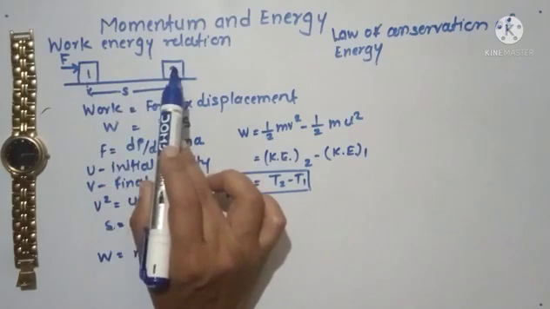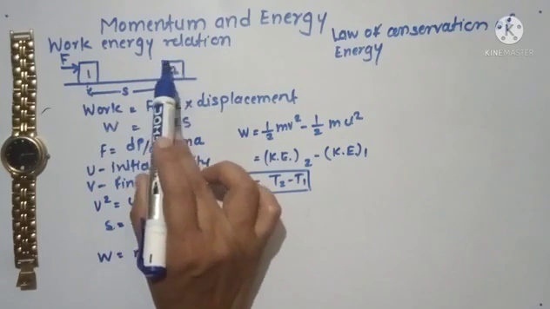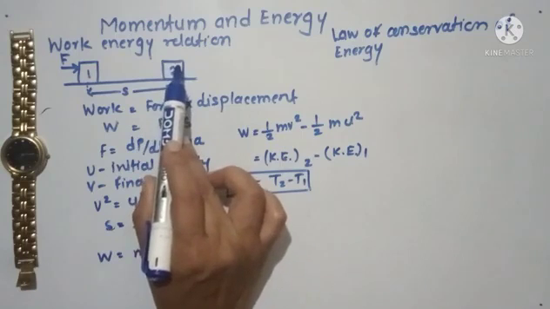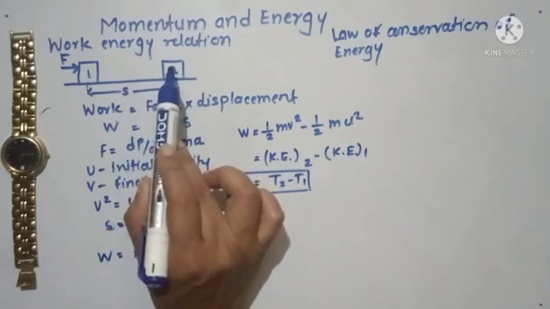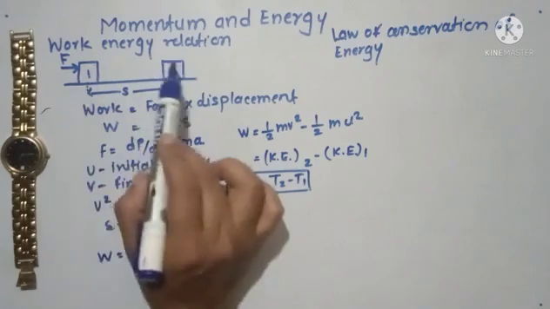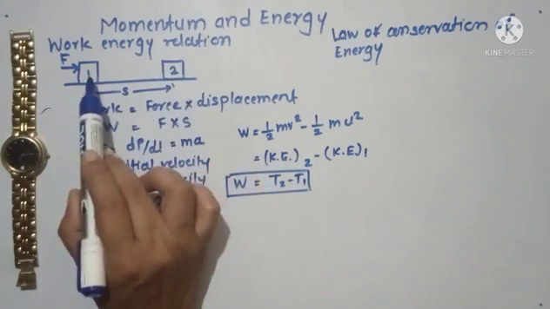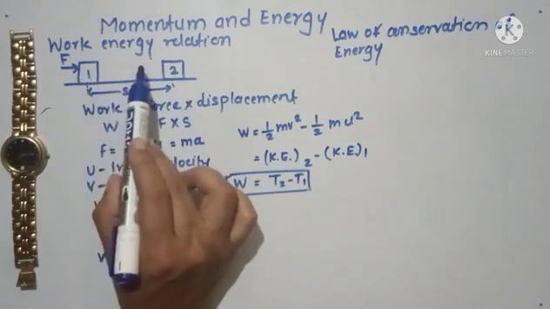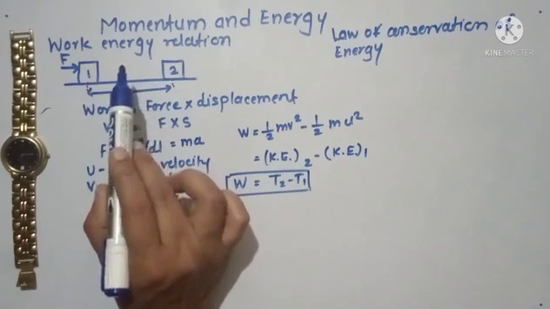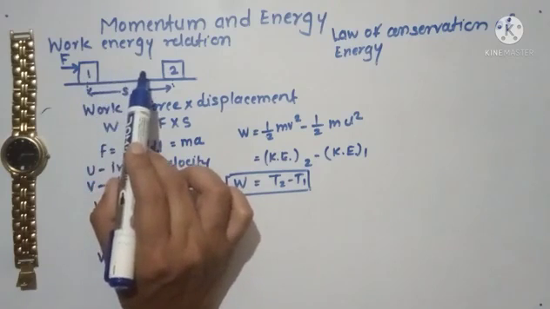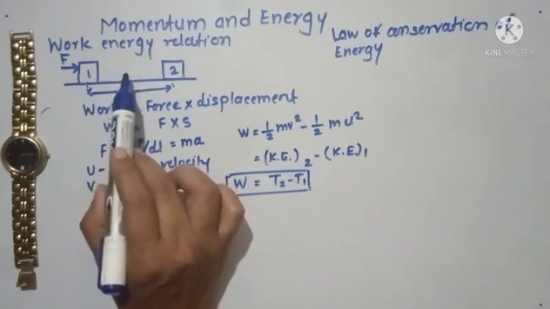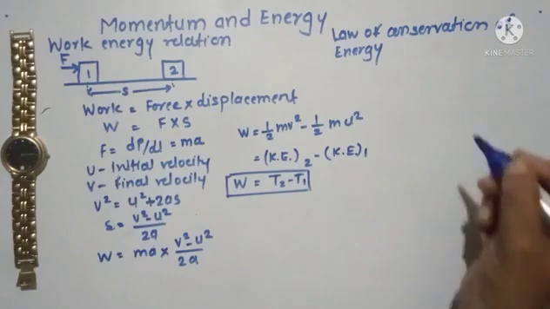Similarly, when it comes to rest, or when it comes to position 2, all its kinetic energy will again be converted to potential energy. In this event, we can see that the energy is not created and it is not destroyed. It is just converting from one form to another form. So this is called the law of conservation of energy.